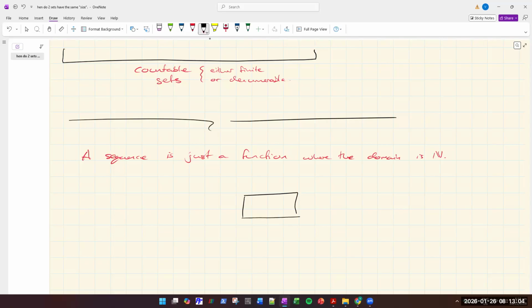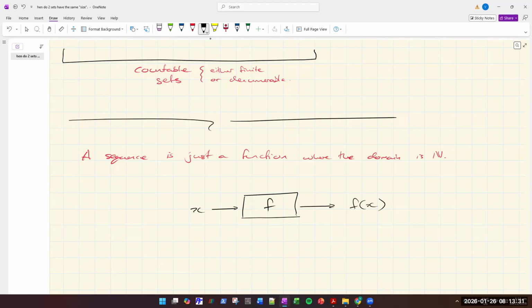Now we are used to calling the function f, and we are used to calling the input x, and the output f of x. That is the typical function notation. Sequences do something slightly different. They don't call the function f.